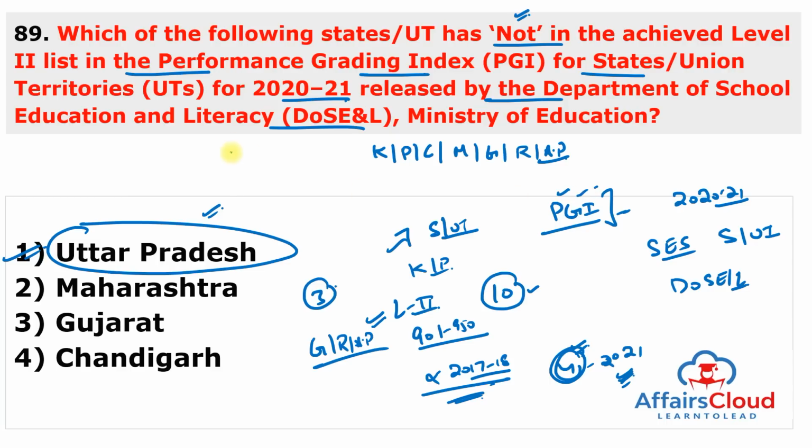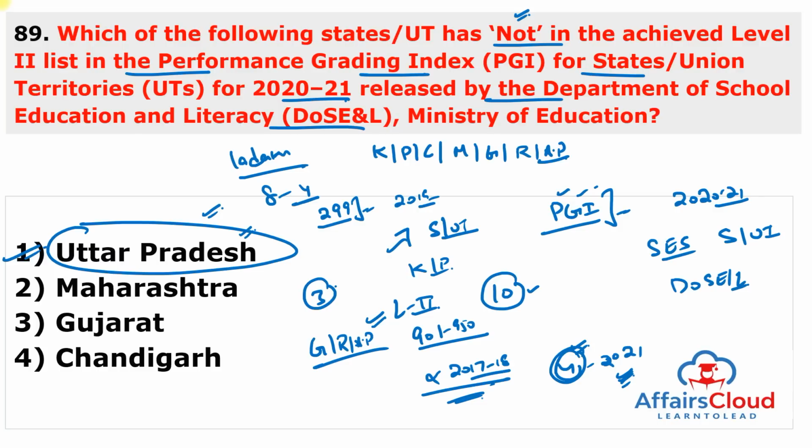And Ladakh, a newly created union territory, increased significantly from level 8 to level 4 in the performance grading index in 2020-21. It increased by 299 points compared to 2019-20, indicating the highest improvement in a single year ever. So just remember, Uttar Pradesh is not ranked under level 2 of the performance grading index of the school education system.